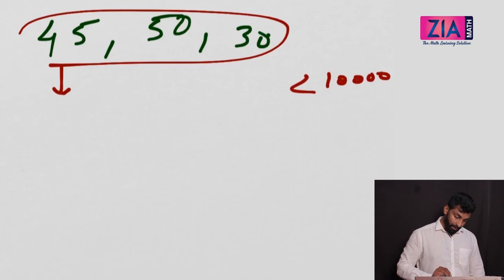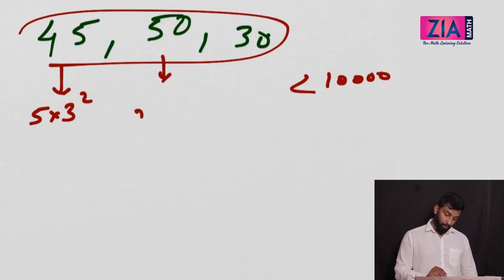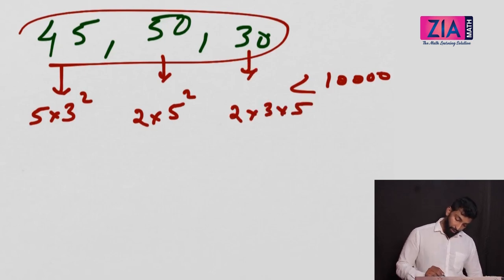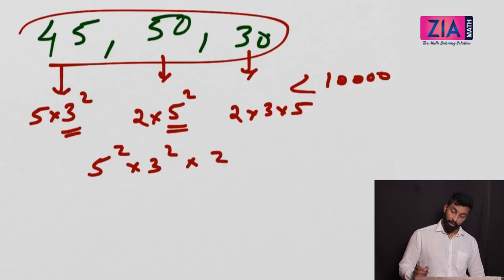Now how will you write this? 45 is nothing but 15 into 3, so 5 into 3 square. 50, how will you write? 2 into 25, so this is basically 2 into 5 square. 30, how will you write? 2 into 3 into 5. So you got a 5 square here, a 3 square here, and a 2 here. So 5 square into 2 is 50, 50 into 9 is 450.